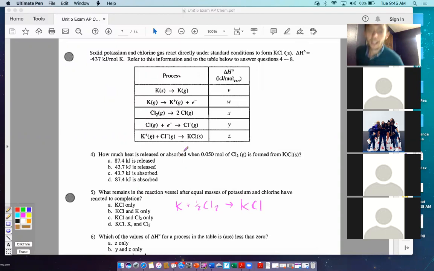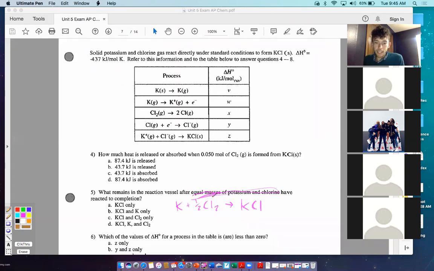So I'm reacting equal masses of these two things. In other words, they're telling me about both reactants. So what kind of problem is it whenever they're telling me about how much I have of both reactants? It's a limiting reactant problem, isn't it? So I've got to think about which one is going to be my limiting reactant.